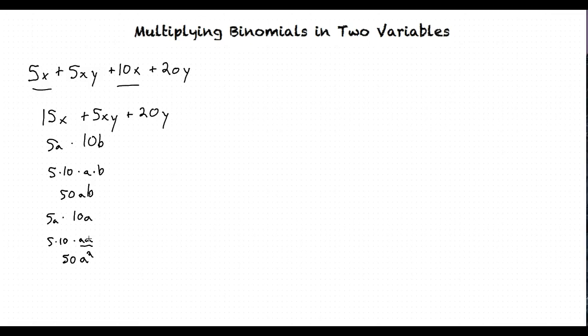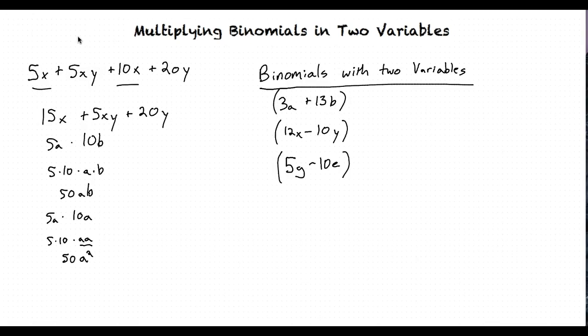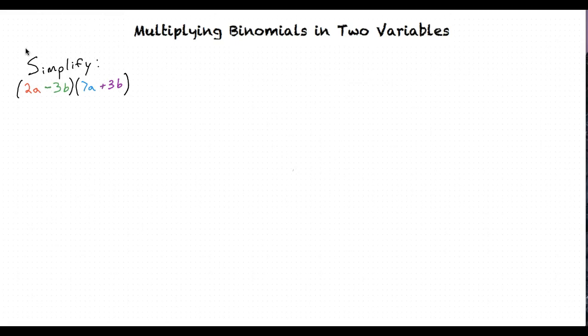What exactly is a binomial with two variables? A binomial with two variables looks something like this. 3a plus 13b, where a and b are the variables, 12x minus 10y, where x and y are the variables, and 5g minus 10e, where g and e are the variables. An example of a problem that requires multiplying two of them together is 2a minus 3b times 7a plus 3b. So how do we go about multiplying them together?